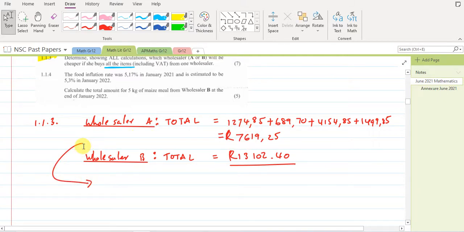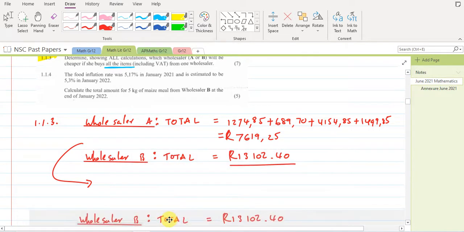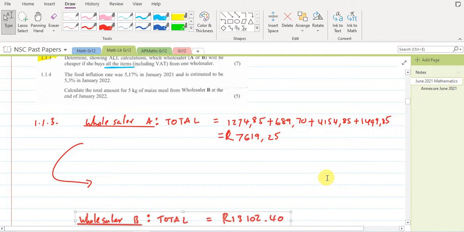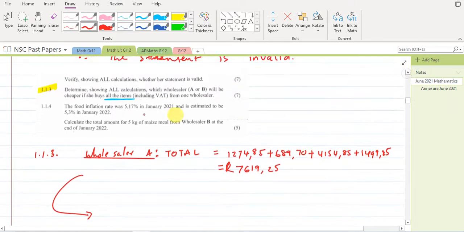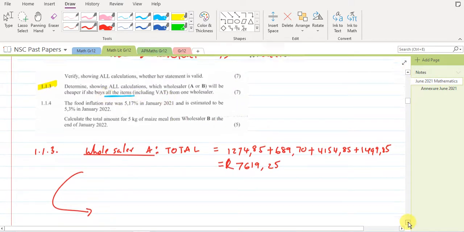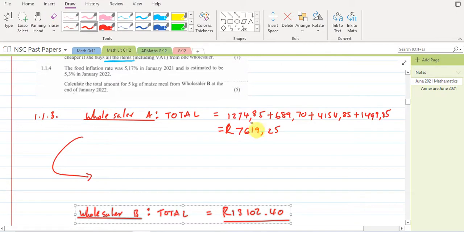So let's get back to wholesaler B, and we'll look at it at the end. Let's focus on wholesaler A for now. Yes, guys, you need to think and read the questions carefully. See all the items: she's buying all the items.